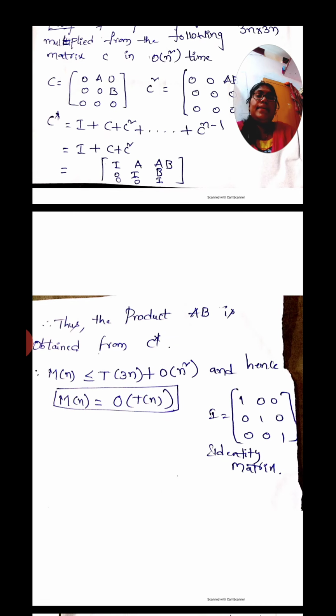Therefore, the product AB is obtained from C asterisk. Therefore, we have proved the statement here, m of n is less than or equal to t of 3n plus big O of n square, and hence m of n is in big O of t of n. This is the concept of computing the transitive closure of a graph G.